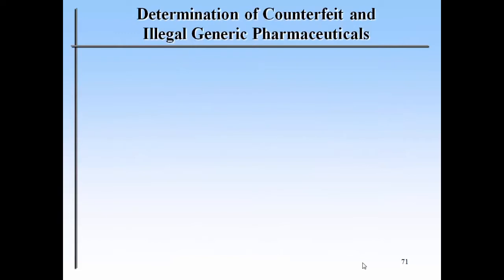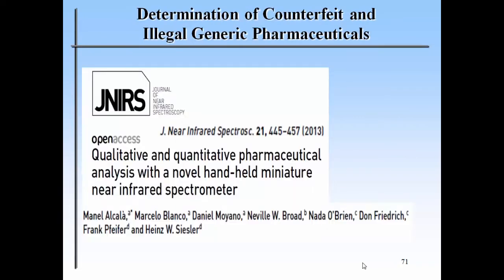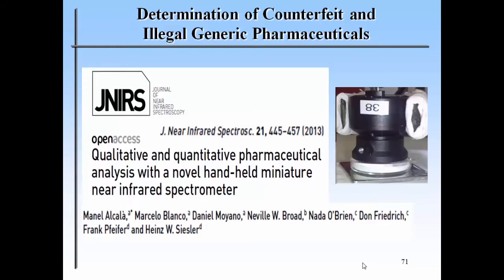Determination of counterfeit and illegal generic pharmaceuticals. This was done with a small instrument here. This is a NIR instrument. This is a powder, so you measure diffuse reflection. The radiation comes from the source in the instrument, falls on the powder, and is diffusely reflected back onto the monochromator, the linear variable filter and the detector.